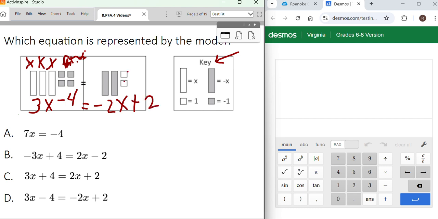1, 2. Okay, so now let's look down at our answers. We have 3x plus 4, but that's not what we have. We have 3x minus 4 here equals -2x plus 2 there. So that's your answer. But really the key here is using the key and making sure it makes sense. Okay?